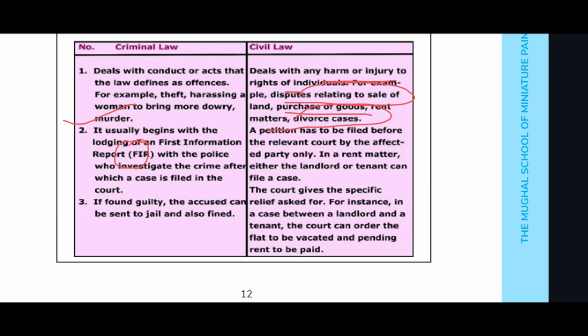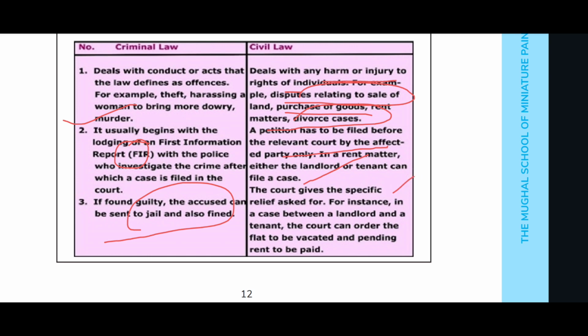In civil law, a petition has to be filed before the relevant court by the affected party. Only in a rent matter, either the landlord or tenant can file a case. In criminal law, if found guilty, the accused can be sent to jail and also fined. In civil law, the court gives the specific relief asked for.